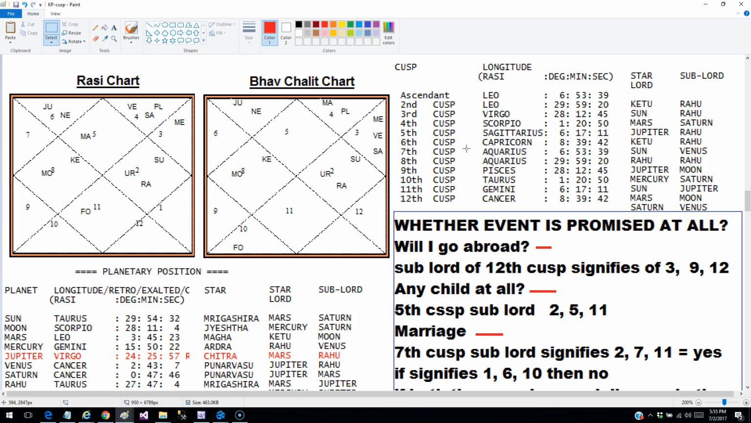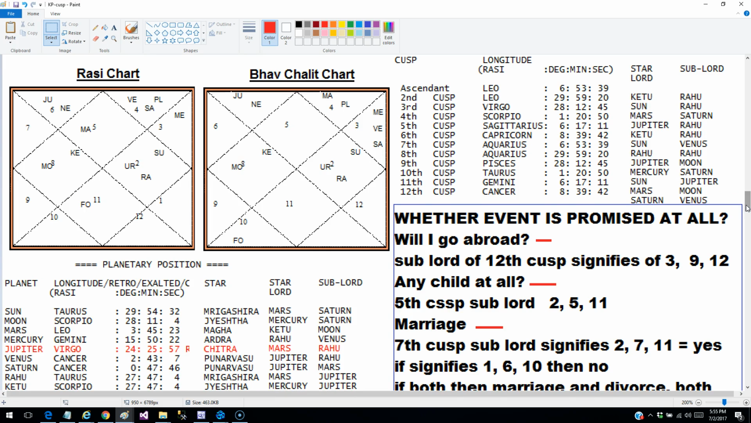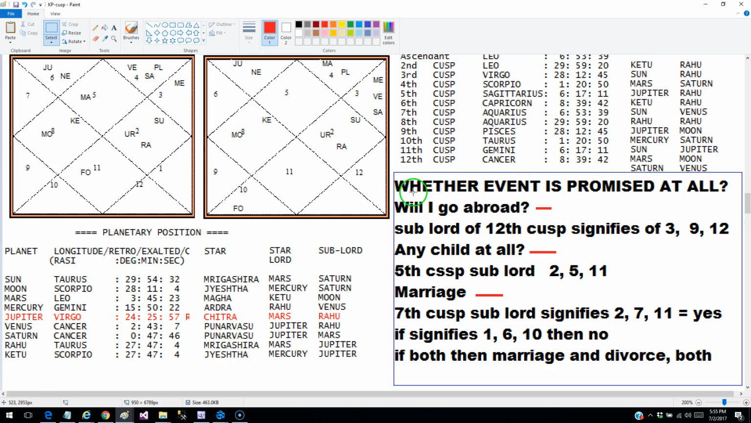Now let's look at what is the role of cusp in predictive astrology of Krishnamurti Paddhati. In Krishnamurti Paddhati, making a prediction has a very systematic approach. First, you have to find out whether an event is promised at all or not. If the event is promised, then only you proceed and you work on the dasha and transit, and then you predict a probable date and time when the event is going to happen. But if the event is not going to happen, then obviously you don't have to do anything.